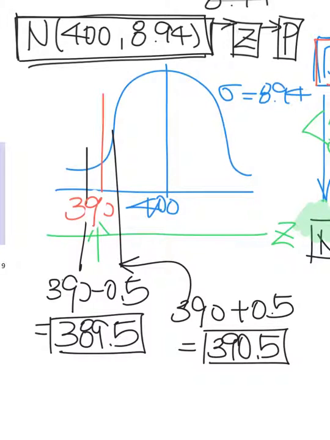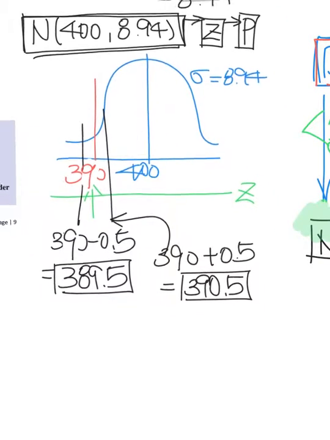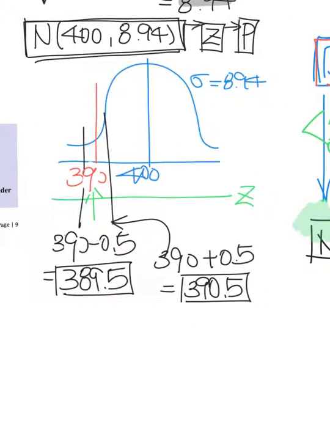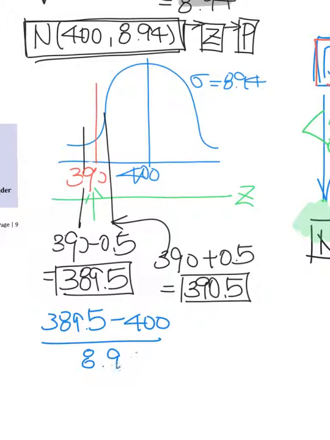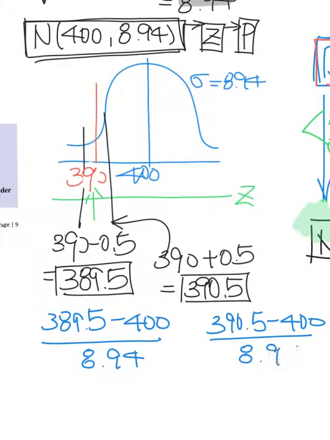So now we are going to take two z-scores, at 389.5 and 390.5, from the adjusted scores. The z-score will be 389.5 minus the mean, divided by the standard deviation, 8.94. And the other one will be 390.5 minus 400, divided by the standard deviation, 8.94.